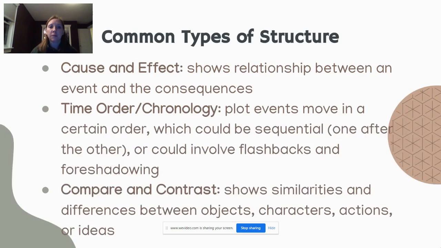So these are some common types of structure that we'll go over. There are more, but these are some of the most common. So first, there's cause and effect. Cause and effect shows the relationship between an event and the consequences.